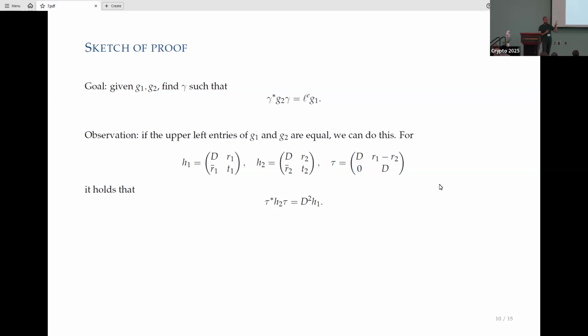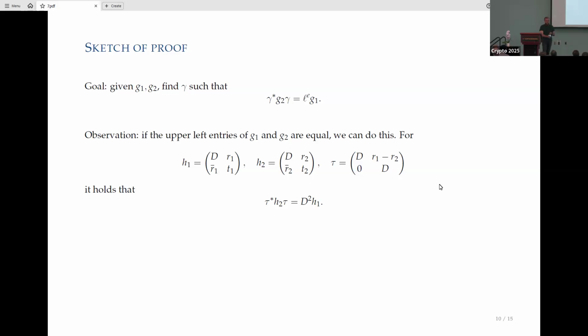But let's say we are given this as input, and then we can easily solve it because this tau actually works as gamma. You can calculate this, and we have a solution. So that's pretty simple. Obviously, we would not be so lucky because this top left entry will be the same with negligible probability.